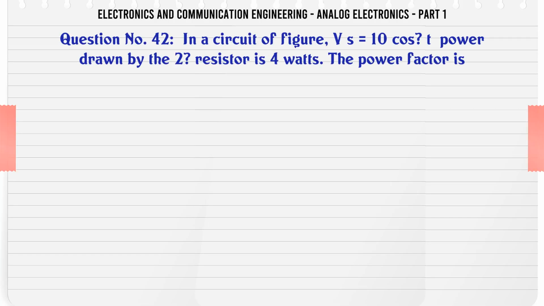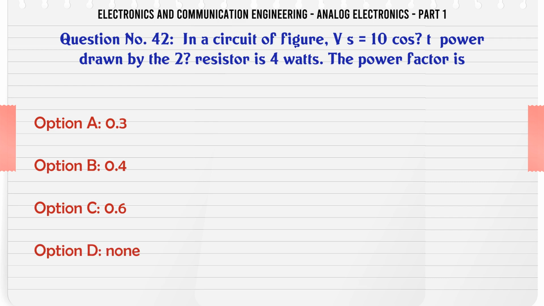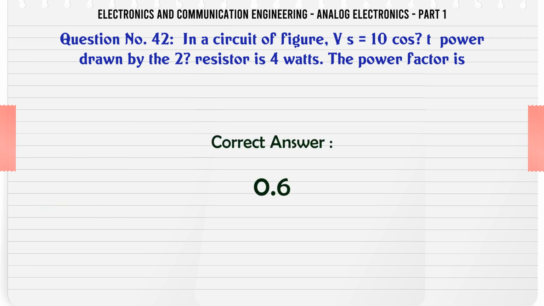In the circuit of the figure, Vs is 10 cos t, and power drawn by the two resistors is 4 watts. The power factor is A. 0.3, B. 0.4, C. 0.6, D. none. The correct answer is 0.6.